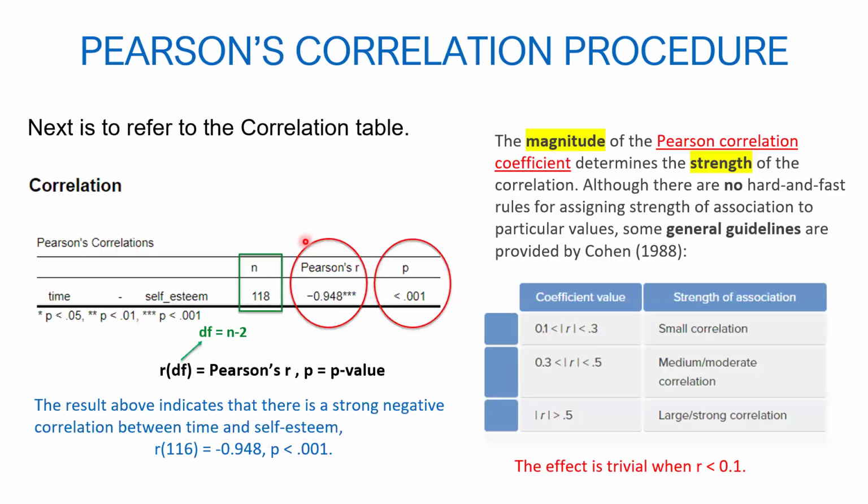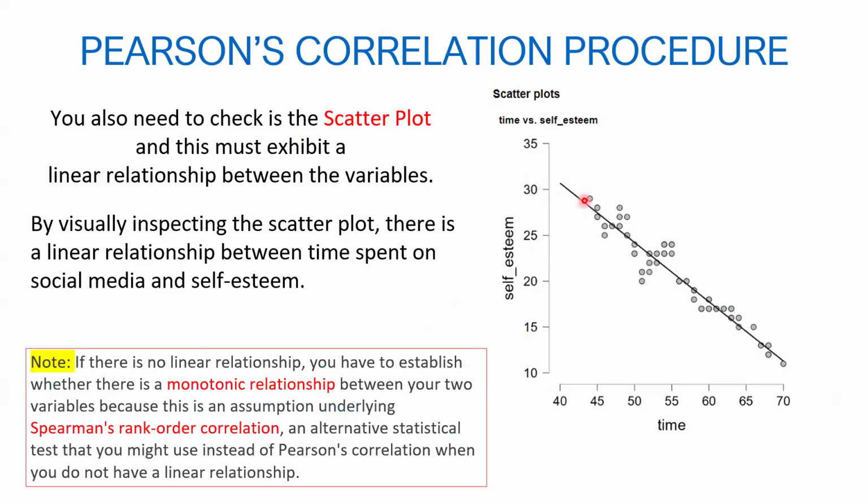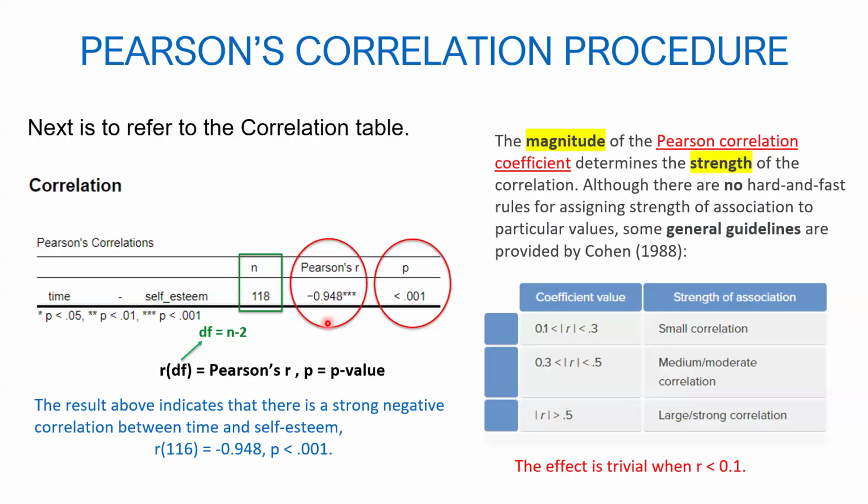The correlation table will indicate our sample size, which is 118, and the Pearson's R, or the correlation coefficient, which in this case is negative. How is it that it's negative? If we go back to our scatter plot diagram, it's negative because as I go to the right, the trend line, or this line that you see here, decreases. So we expect the value of R to be negative.